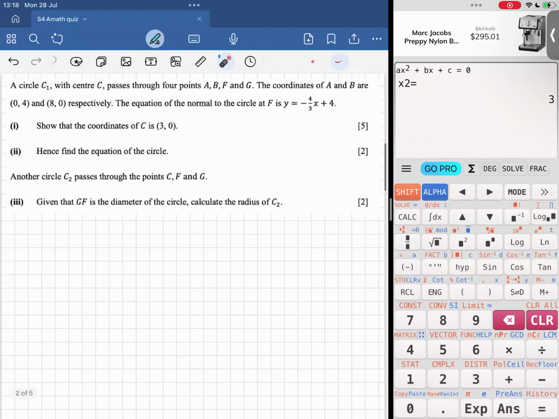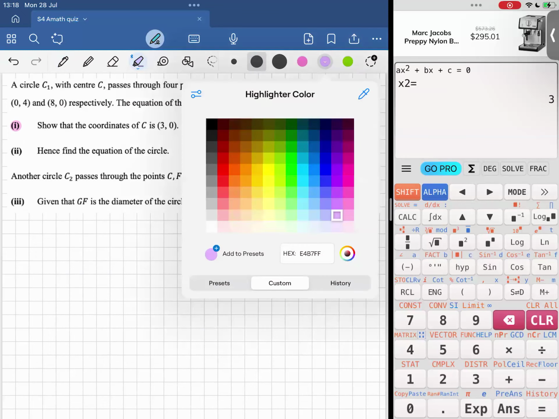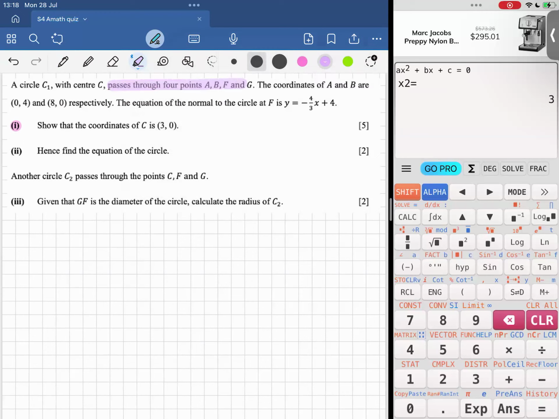Okay, next one. Many of you were struggling with this one, but I would say it is a very typical set 4 question. They don't guide you as much. So what we have here is, let's see, we are looking at this circle with center C passes through 4 different points.